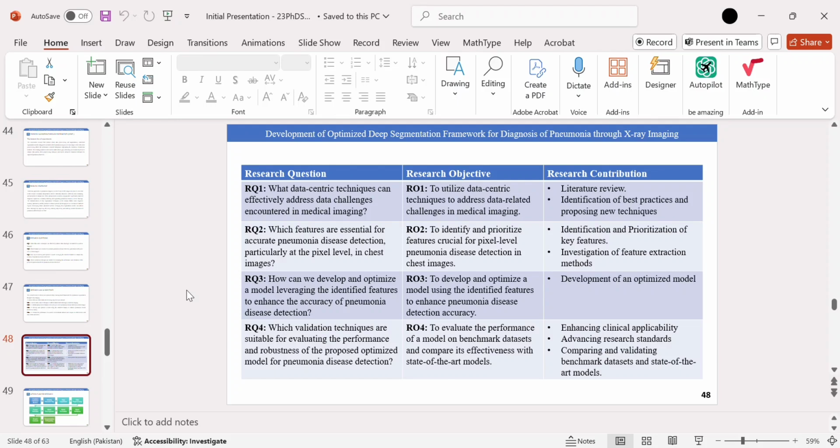The third research contribution is the development of an optimized model, for the third research question and the third research objective. The fourth research contribution, for the fourth research question and research objective, is that we can work on enhancing the clinical applicability, that is, how well the implementation can best fit into clinical laboratories, and advancing research standards, comparing and validating the benchmark datasets and the state-of-the-art models.